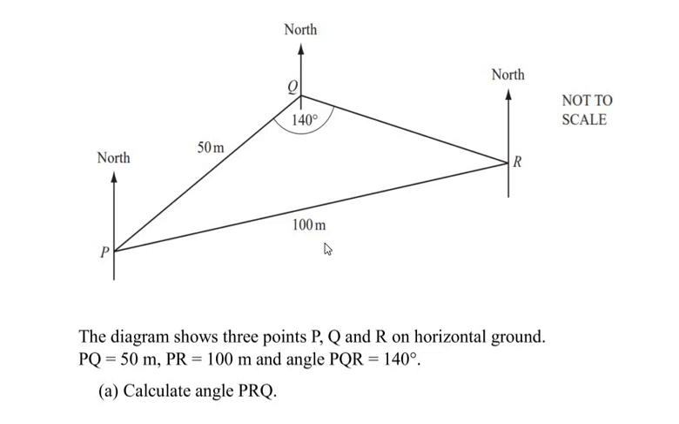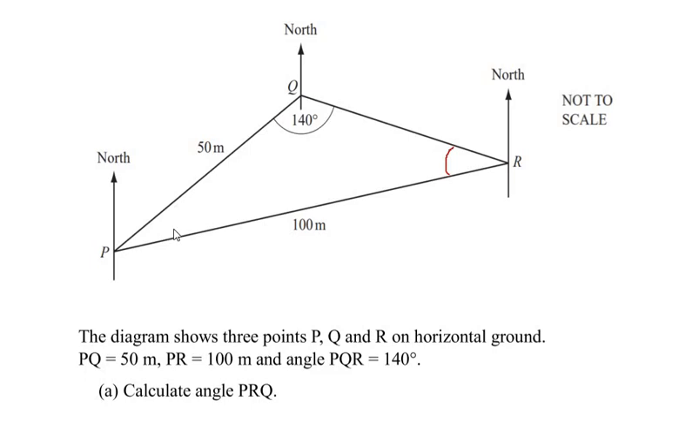In this video we are going to solve an example on trigonometry. The diagram shows 3 points P, Q and R on a horizontal ground. So imagine that the 3 points are on the floor or on the ground, forming a triangular shape. The length of PQ is given as 50 meters, length of PR is given as 100 meters and angle PQR is given as 140 degrees. Calculate angle PRQ, which is this angle needs to be found out.